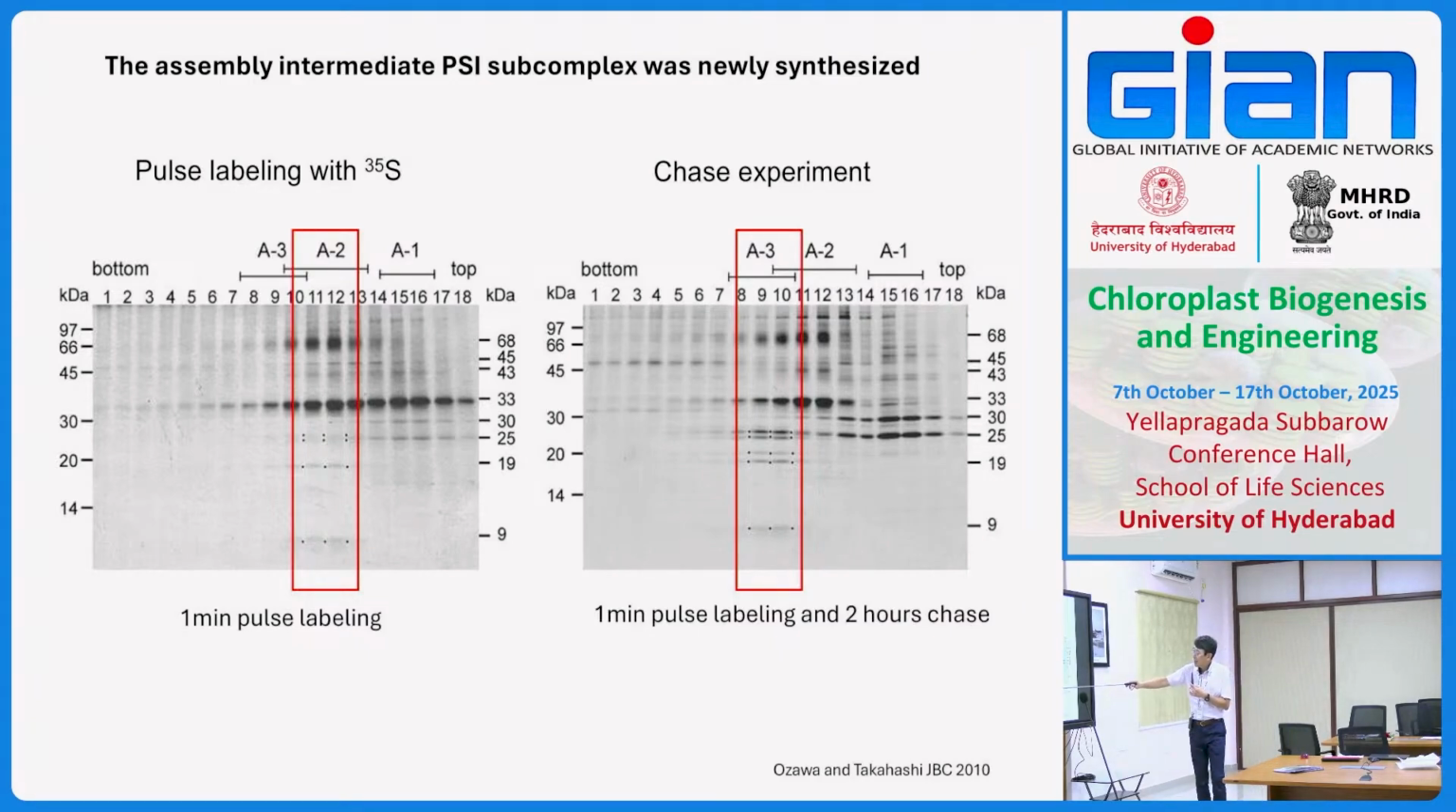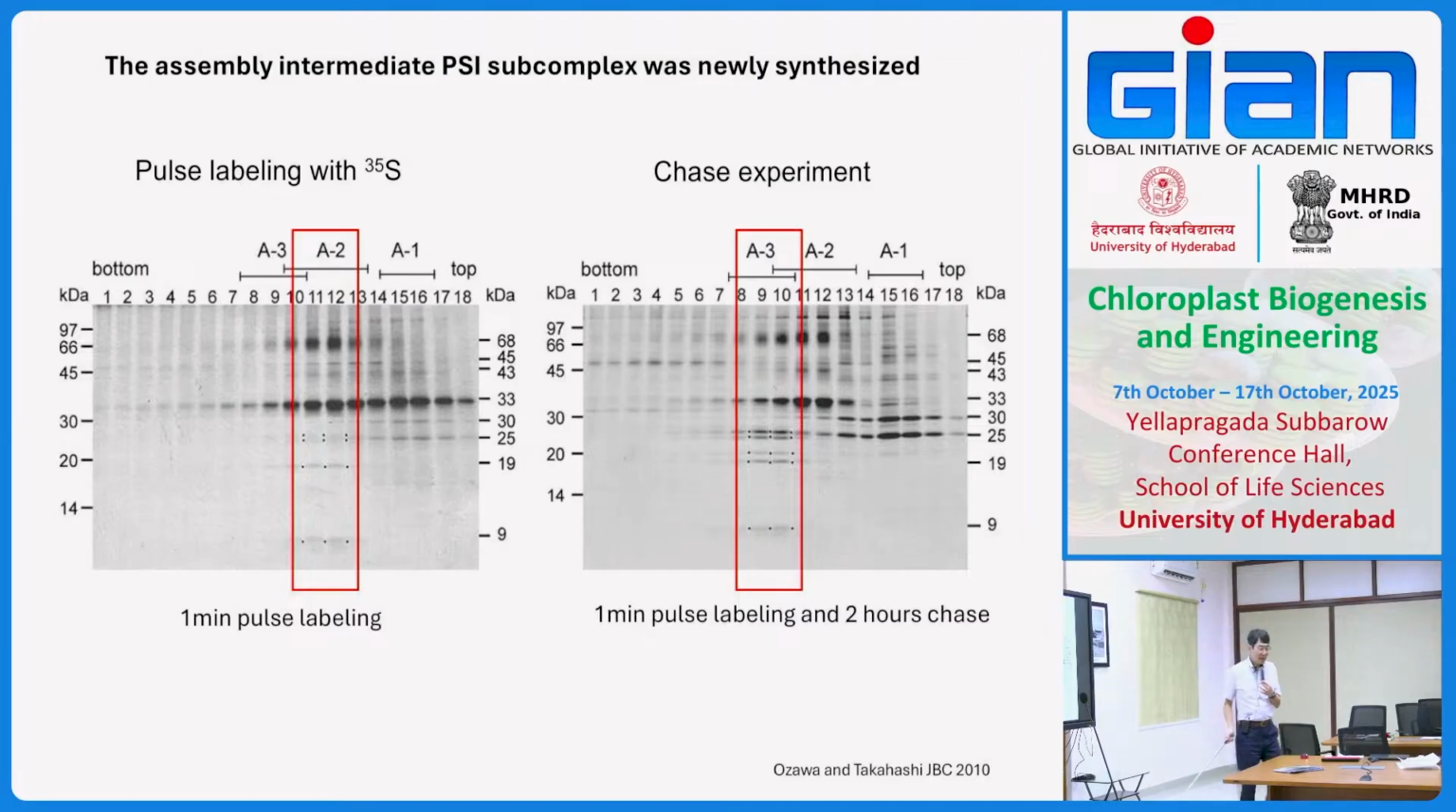This is after the 1 minute pulse labeling, and we waited for 2 hours of chase. After 2 hours, what happened to the labeled proteins? This is the method too. After labeling, we isolated thylakoid membranes, solubilized the membrane, and fractionated on a sucrose density gradient. This is the fraction from bottom to the top, and the same thing after pulse label and the chase.